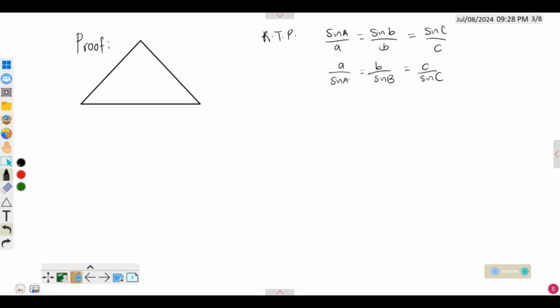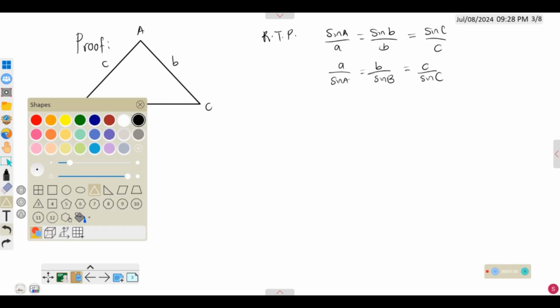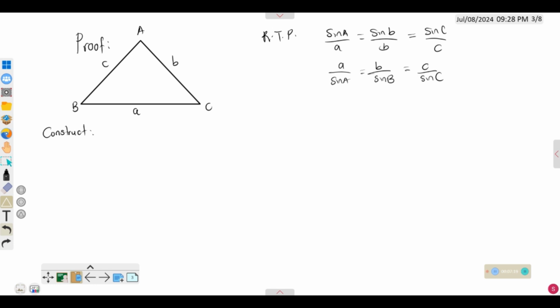Something like this. So the first thing we always have to do when you try to prove a theorem is construct. Say we have A, we have B, we have C. Remember, the side opposite to A is small a, opposite to B is small b, opposite to C is small c. So we are going to construct a certain height. We are going to construct AD such that D lies on BC, and also AD should be perpendicular to BC.